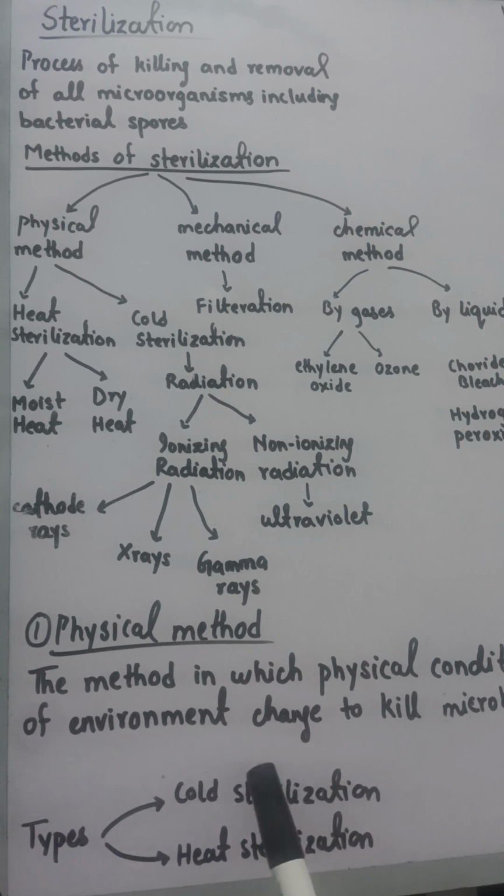Now let's discuss what the types of them are. So there are two types: cold sterilization and heat sterilization. Then the heat sterilization is again divided. So first we are going to see this heat sterilization process.